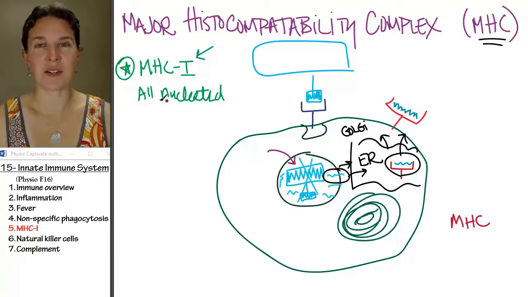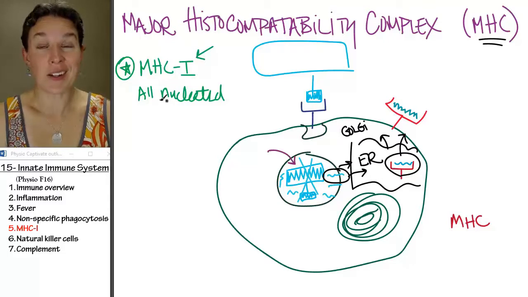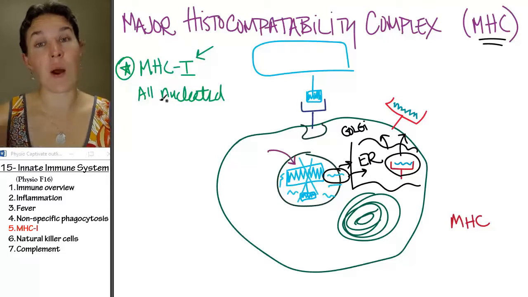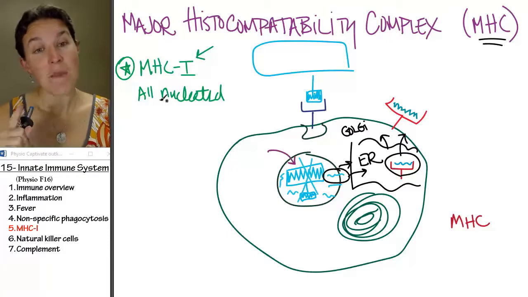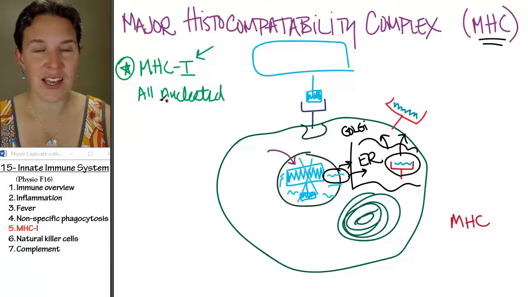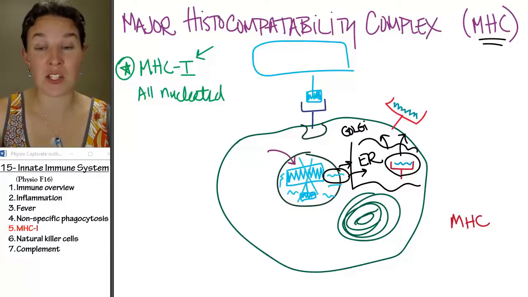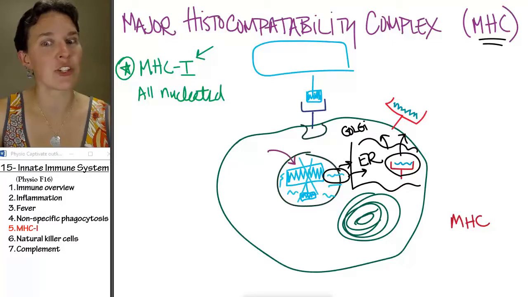Okay. Dude, this is so awesome. So MHC1 and 2 are super important in the acquired immune response. But our next innate immune player is going to respond to something about MHC1. So let's talk about the natural killers.